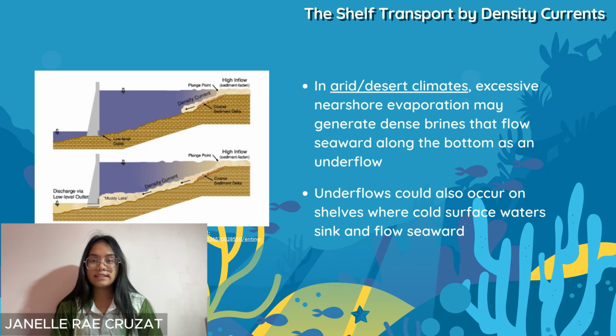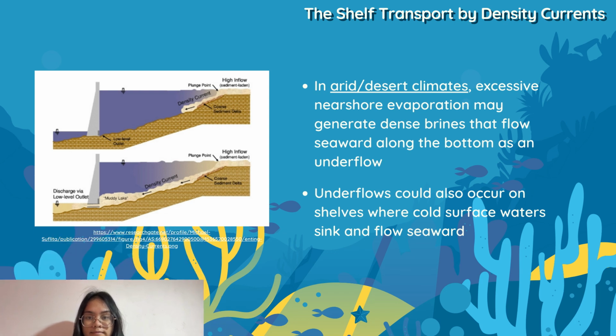This process can also happen on continental shelves where cold surface waters sink and move seaward. However, while density currents generated by variations in temperature or salinity do occur, they are not the main agents of sediment transport on modern shelves, and no modern shelf is dominated by such processes.